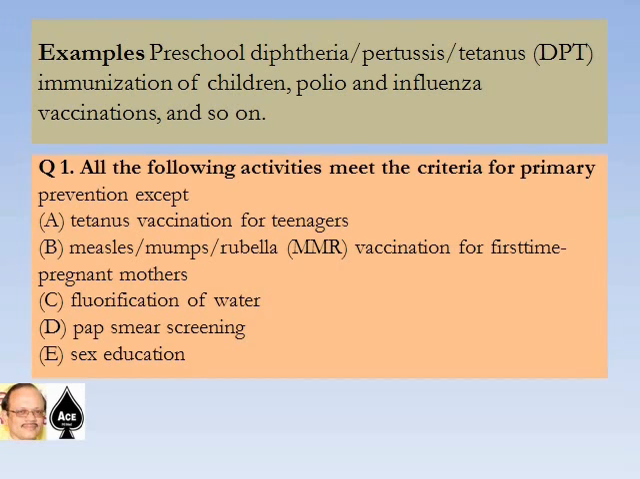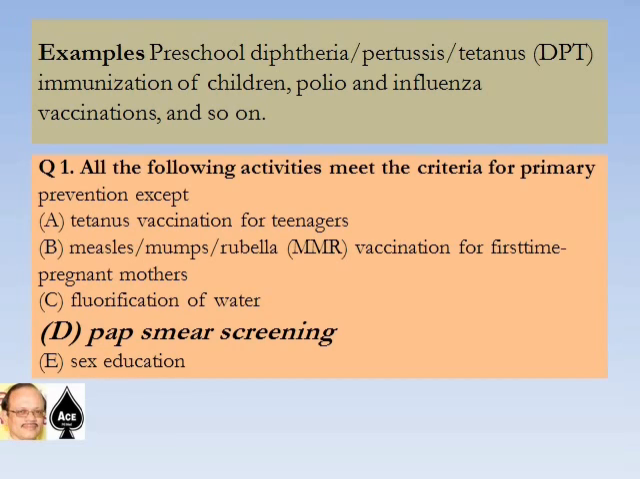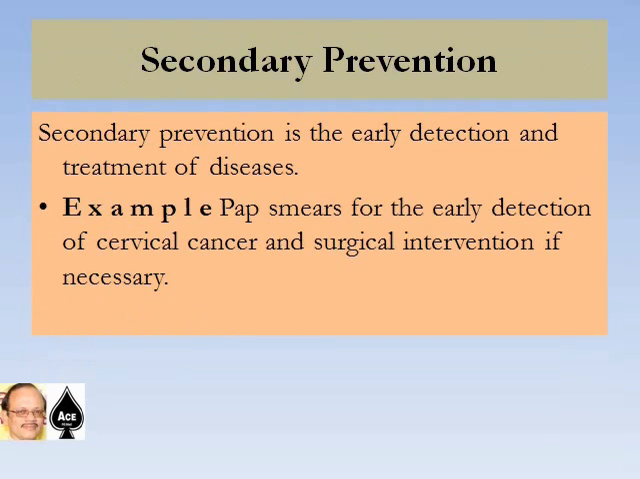All the following activities meet the criteria for primary prevention except which of the following? Tetanus vaccination for teenagers, MMR vaccination for first time pregnant mother, fluoridation of water, pap smear screening and sex education. The answer is pap smear screening. It's actually a screening technique to diagnose a disease.